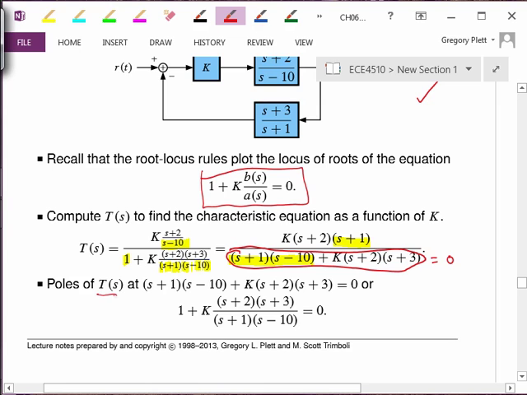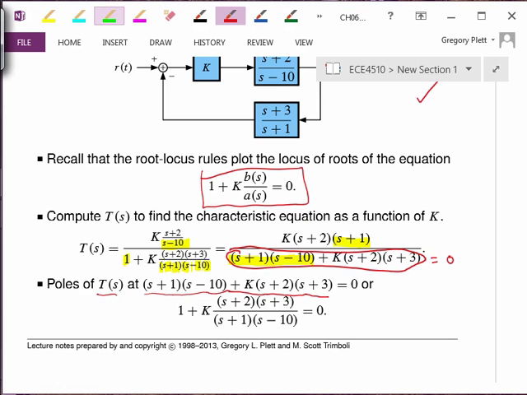So the poles of T(s) exist at (s plus 1) times (s minus 10) plus k times (s plus 2)(s plus 3) equals 0. We can rewrite that, and we get 1 plus k times (s plus 2)(s plus 3) over (s plus 1)(s minus 10) equals 0.